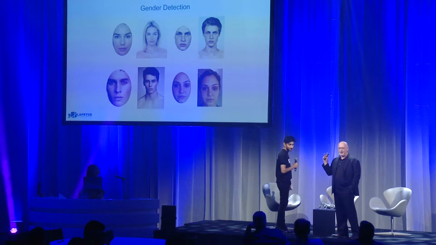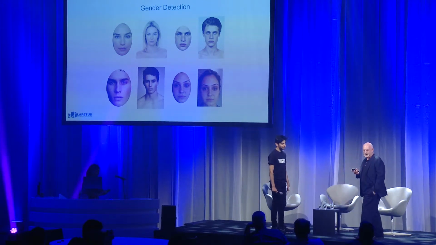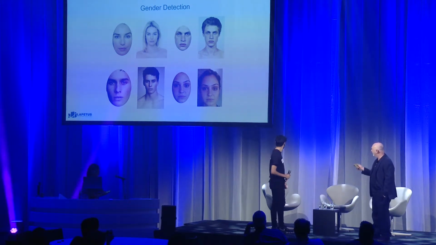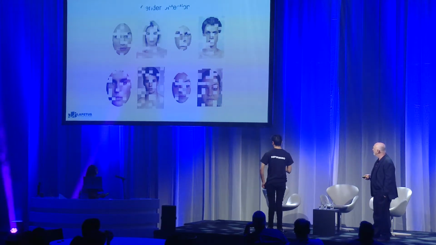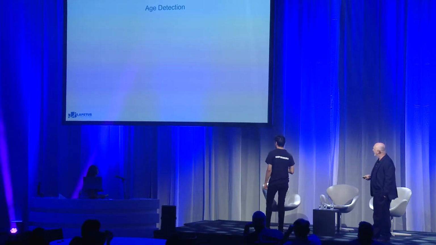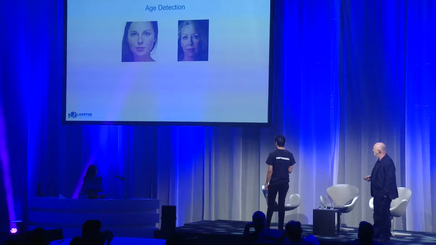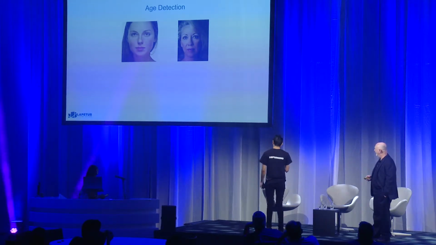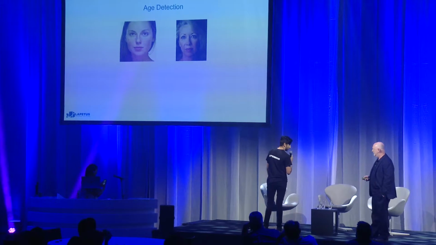So the human brain is hardwired to detect gender. It's remarkably effective. Wait, I've got a couple more experiments for you. All right. So let's try this one, age detection. This is pretty easy. Which one's older? One on the right. How do you know that? She looks older.